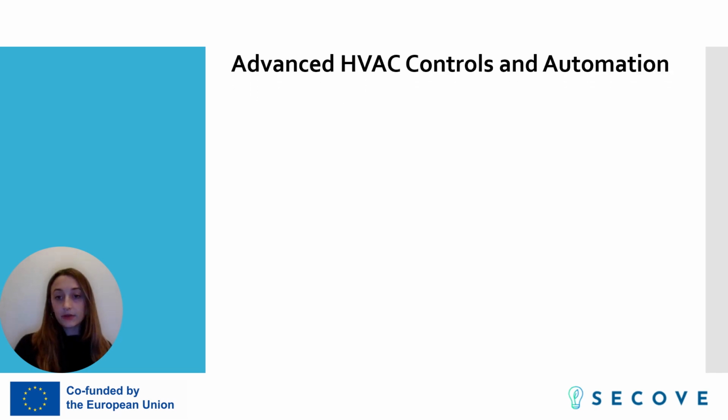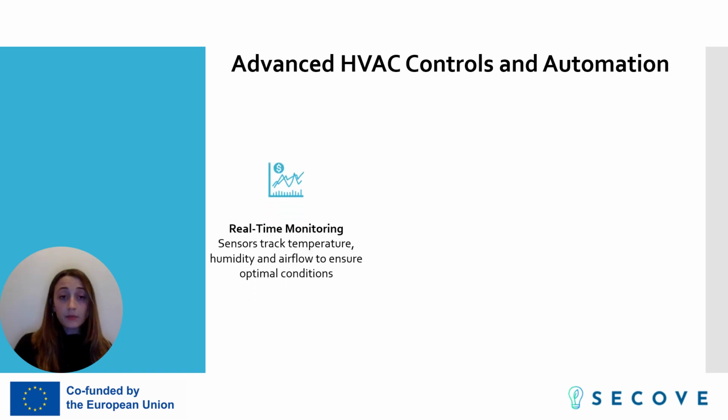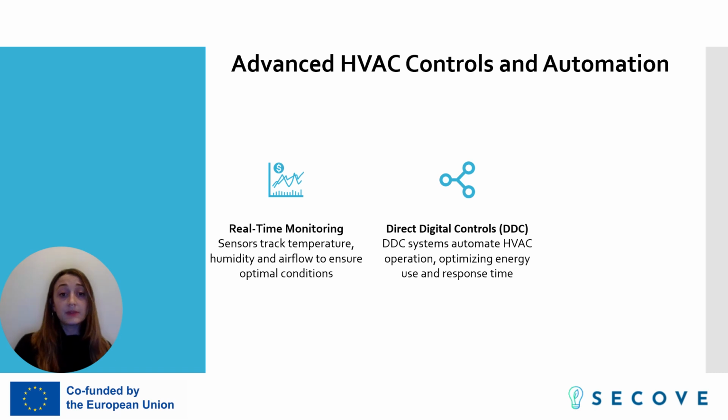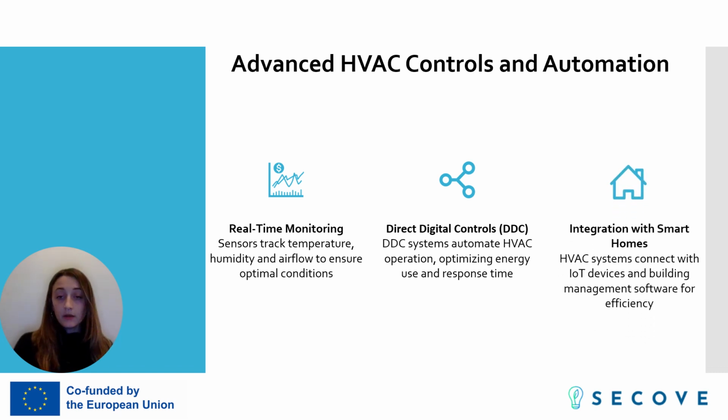Finally, the most important strategy in order to improve the efficiency of HVAC systems is the adoption of advanced controls and automation. Real-time monitoring can track temperature, humidity, and flow to ensure optimal conditions. At the same time, direct digital control automates HVAC operation, optimizing energy use and response time. And finally, the integration with smart homes allows HVAC systems to connect with IoT devices and building management software that enhance efficiency in our home.